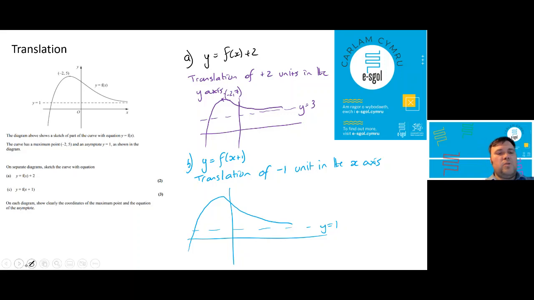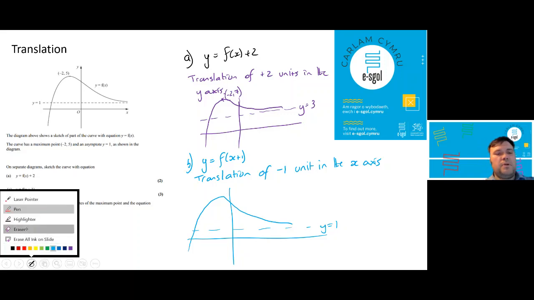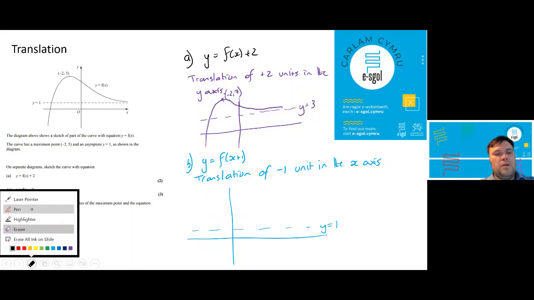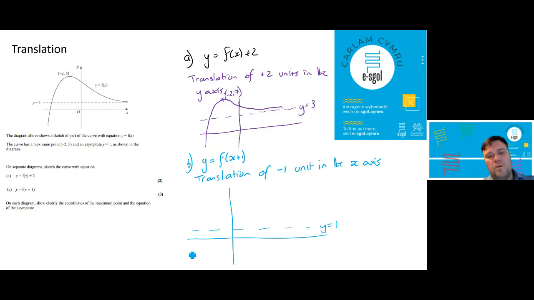Don't like that one. It's too close to the axes. So it'd come up, down, and go along like so. And then this new point is going to be minus 3, 5. And again, the translation is that movement along the different axes.